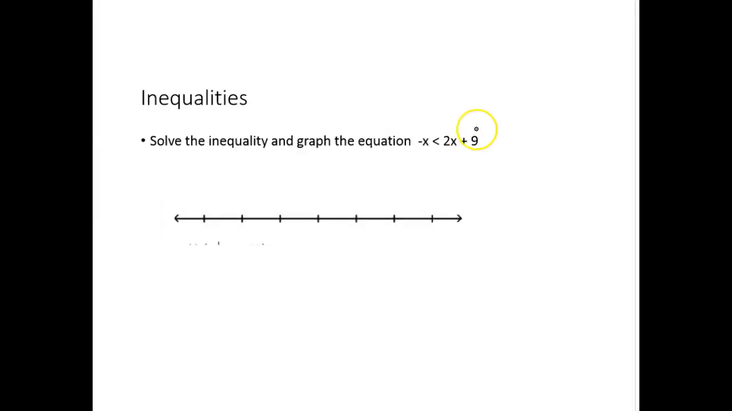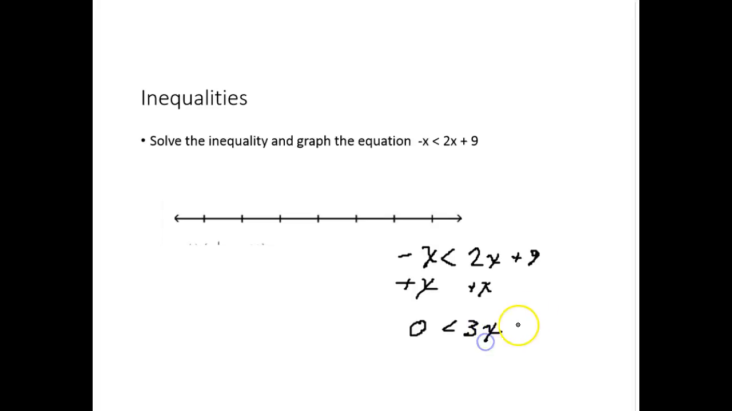On this one now, it's negative x is less than 2x plus 9. This is one of those where I'm going to keep my variables positive if I can. It'll cause me to have to do an extra manipulation. Negative x is less than 2x plus 9. I'm going to add x to both sides. I get 0 is less than 3x plus 9.